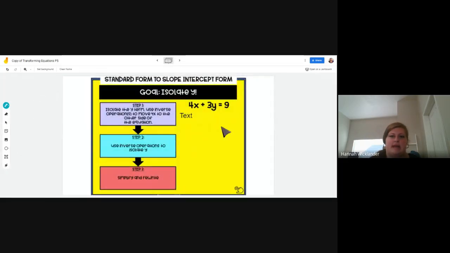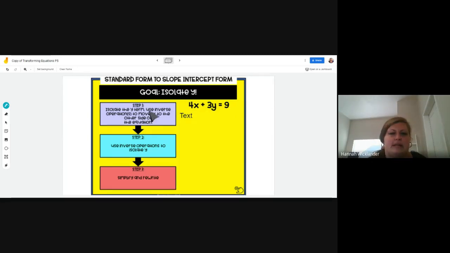So here is my example. Can you guys see it okay? I know it's kind of zoomed in, but I just want to make sure you guys can see it. Yeah. Okay, so my goal is to isolate y. What isolate means is to get it by itself. So to make it into slope-intercept form, the y is by itself on the left side and everything else is on the right side. So all I'm going to do is take this equation right here and move it around so that I have y on the left side and everything else on the right side.